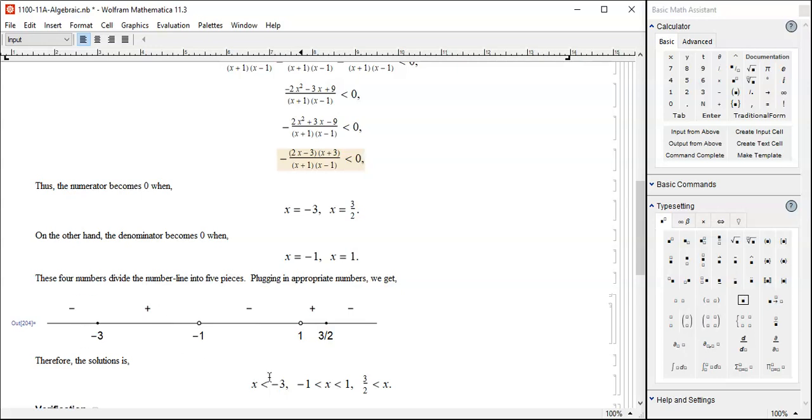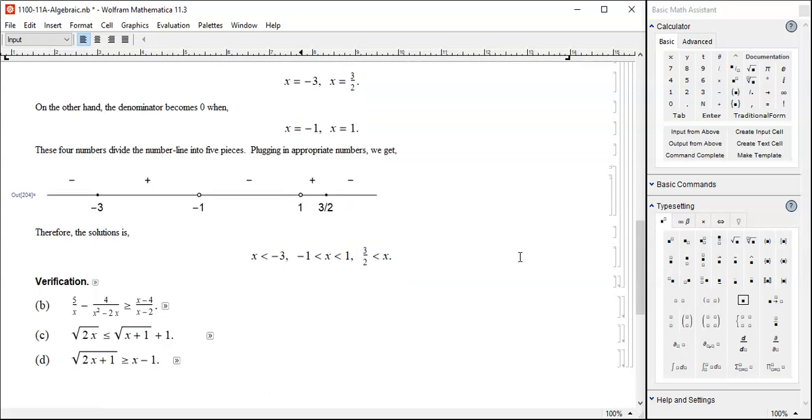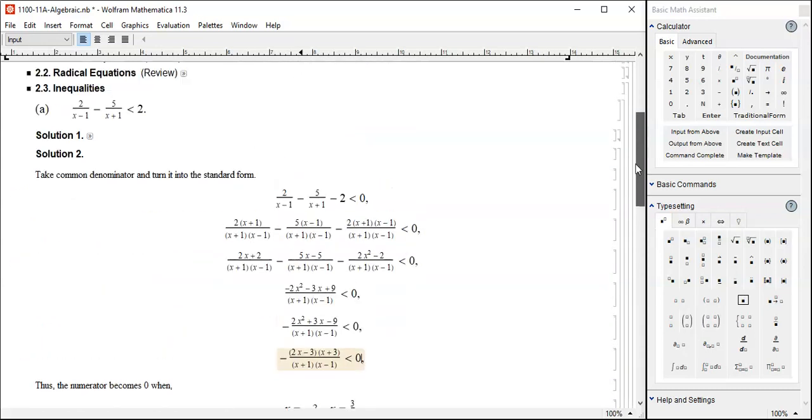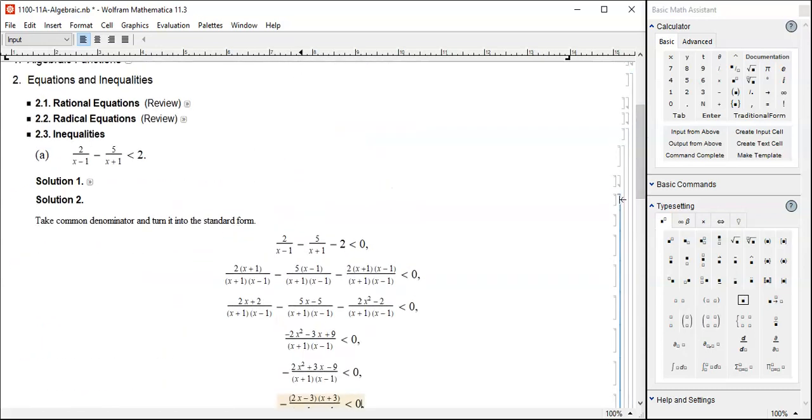And then we simply take what? Negative intervals. We want this thing to be less than 0, so negative intervals. So here, less than negative 3. Here, between negative 1 and positive 1. Here, greater than 3 halves. In the interval expression, well, never mind, you can do it on your own. That's one way to handle it.